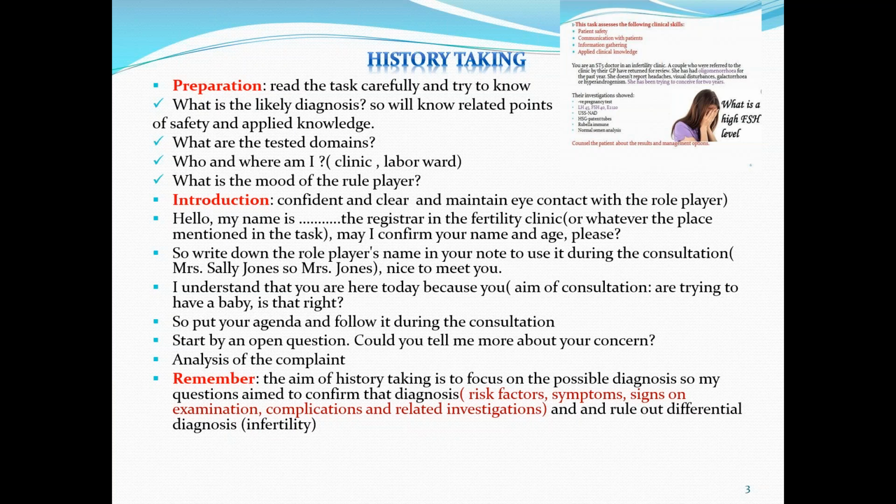I will introduce myself. I am the registrar. And where am I? I am in the infertility clinic. So I will introduce myself. Hello, my name is Rasha, the registrar in the fertility clinic. May I confirm your name and age, please?